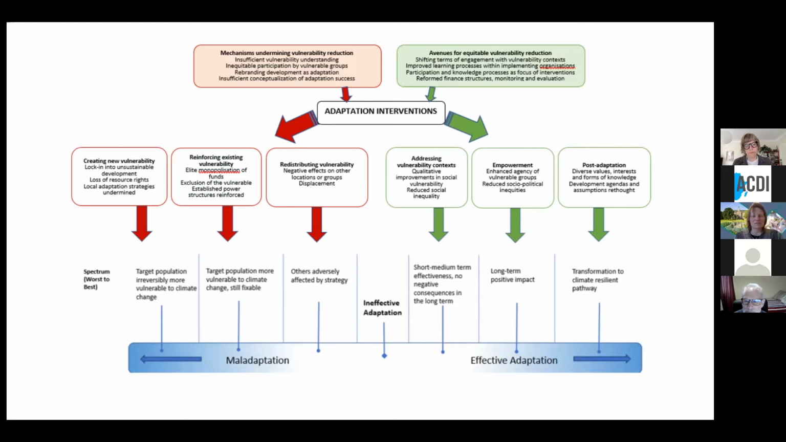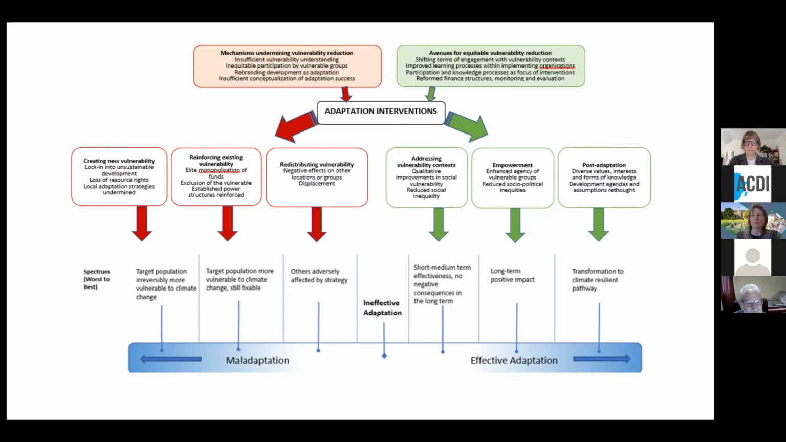And on the right, we started charting out what are the avenues for more equitable vulnerability reduction. So one of the important issues here would be to shift the terms of engagement with vulnerability contexts. And that means placing the so-called vulnerable groups at the center, or their knowledge more at the center of designing, planning, implementing, evaluating interventions. It also means shifting how we engage with the vulnerability context, not just as a local context, but as a context that's shaped by processes that take place across scale.